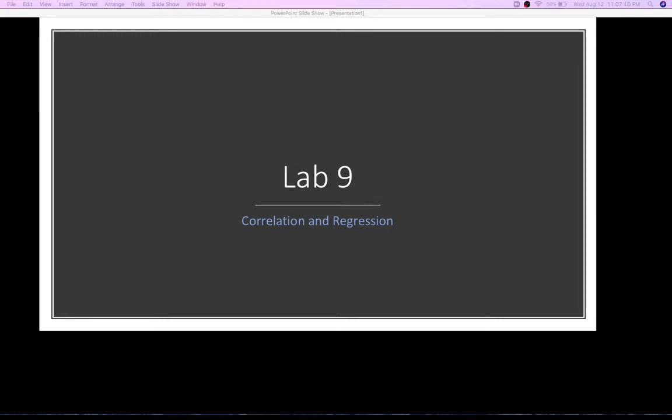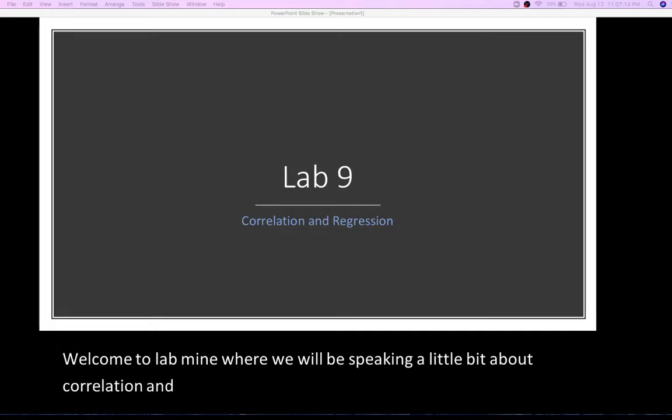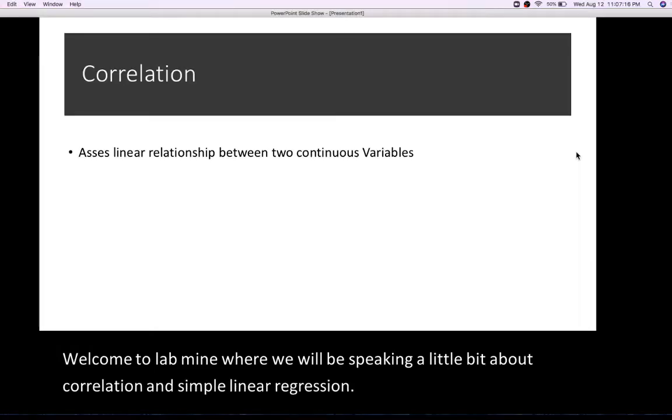Welcome to Lab 9, where we will be speaking a little bit about correlation and simple linear regression. Right, so what's a correlation?